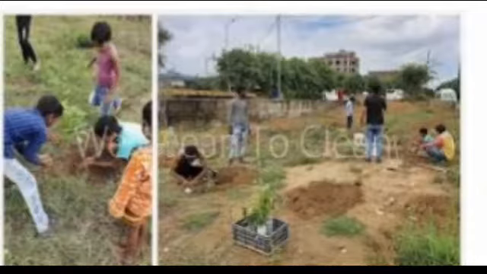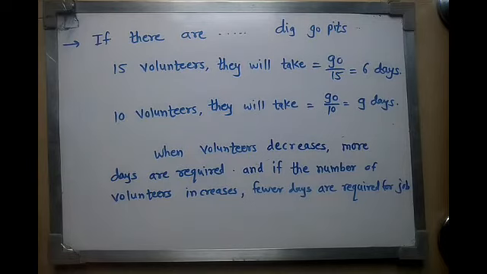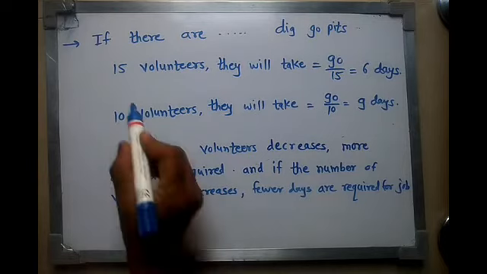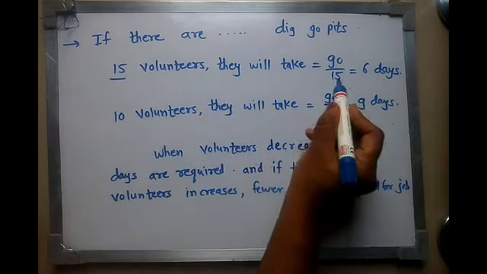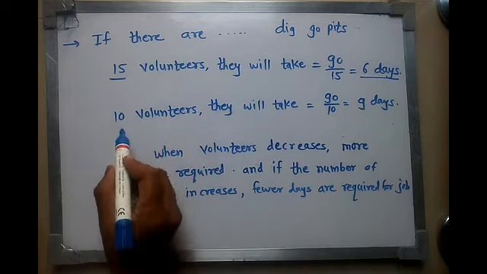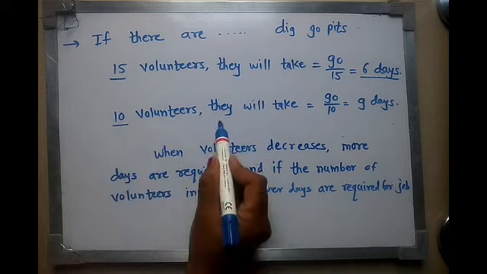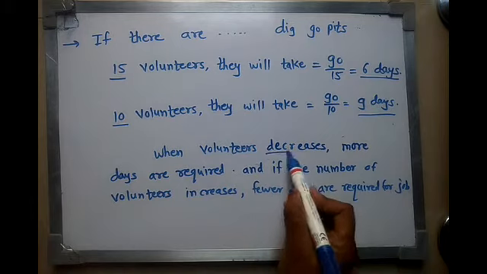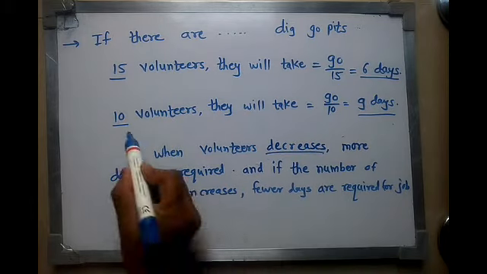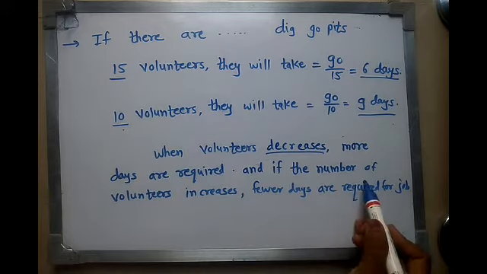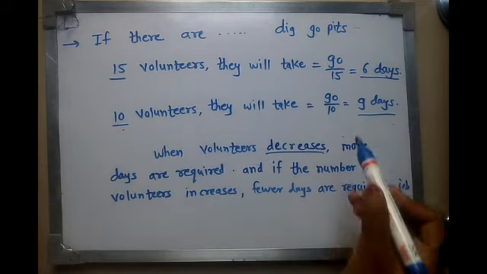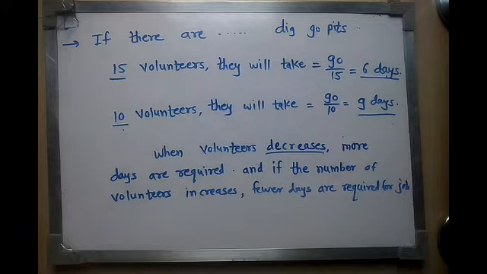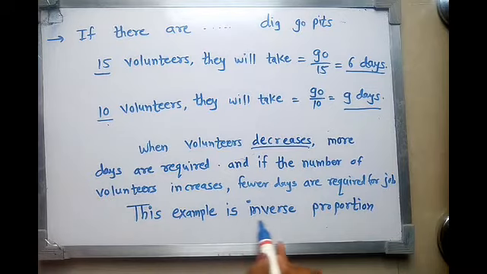If there are 15 volunteers, they will take 90 upon 15, 6 days. 10 volunteers will take 9 days. When volunteers decrease, more days are required, and if the number of volunteers increases, fewer days are required. This example is inverse proportion.